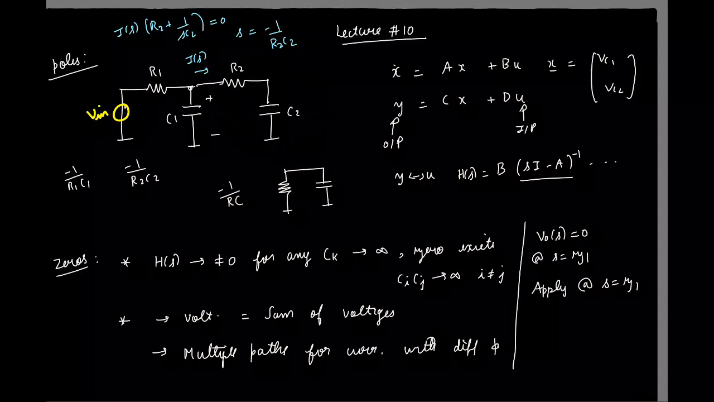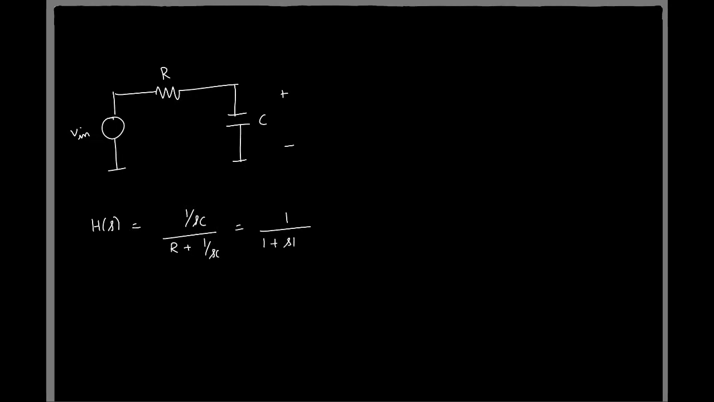Okay, great. So then let me ask this question. I take a simple network like this, R and C. Input and output are marked. So what is the transfer function? Does anyone remember? You can simply find it. It's 1 by sC over R plus 1 by sC. So this simplifies to? Fine. One pole, no zeros.